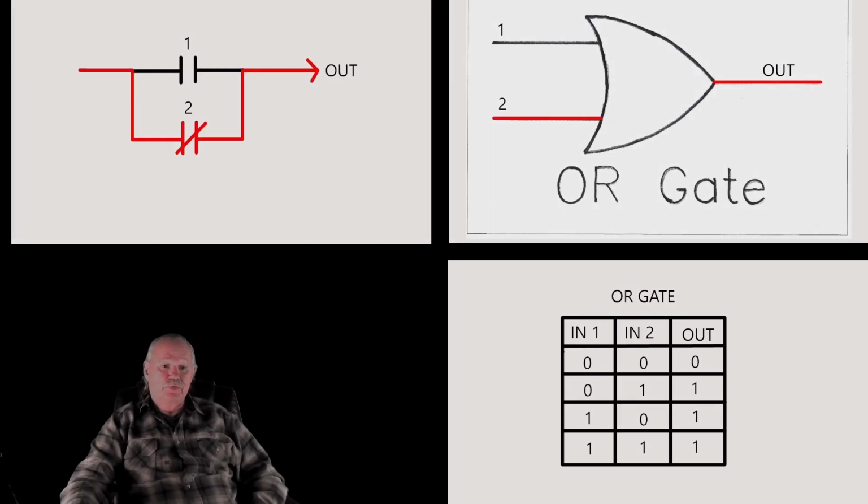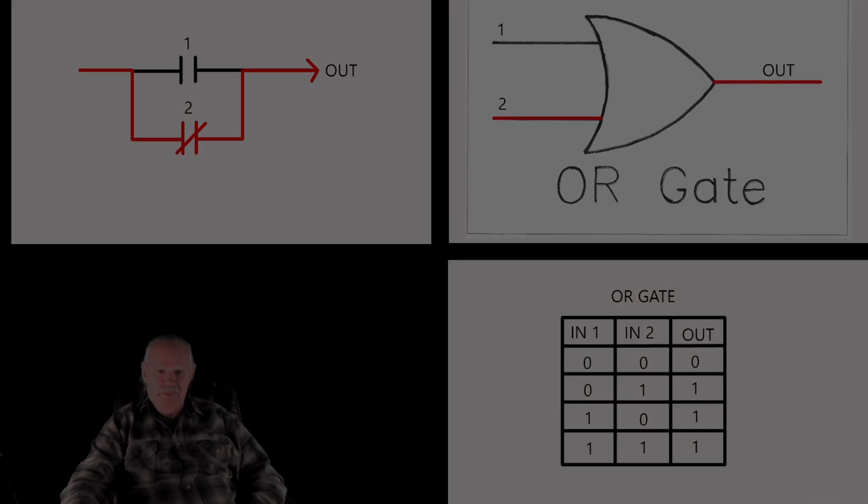Okay, if we look at the truth table for line 2, it says input 1 is low, input 2 is high, and the output is also high, which would make sense for any type of parallel circuit. If either of the contacts are made, or if both of the contacts are made, then we have an output.